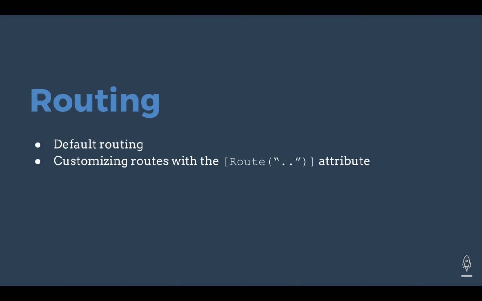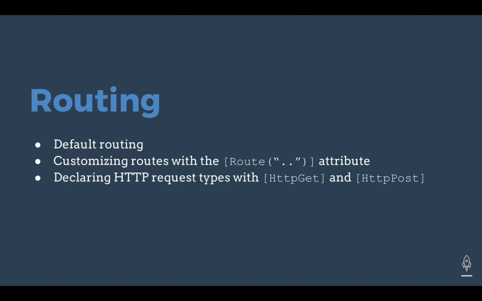In other words, how we can override the default routing behaviors using the route attribute directly on an action method. We're going to look at how we can use the HTTP GET and HTTP POST attributes on action methods in order to specify that methods should handle one type of request or the other. And we're also going to look at how we can pass parameters into our action methods.